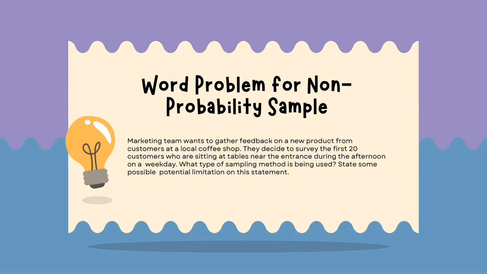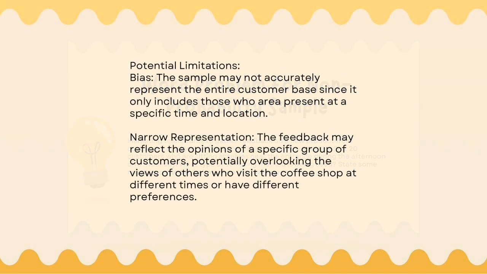Well, in this scenario, the marketing team is using convenience sampling. This method involves selecting individuals who are readily available and easy to reach rather than employing a random selection process. Potential limitations. Bias: the sample may not accurately represent the entire customer base since it only includes those who are present at a specific time and location. Narrow representation: the feedback might reflect the opinions of a specific group of customers, potentially overlooking the views of others who visit the coffee shop at different times or have different preferences.